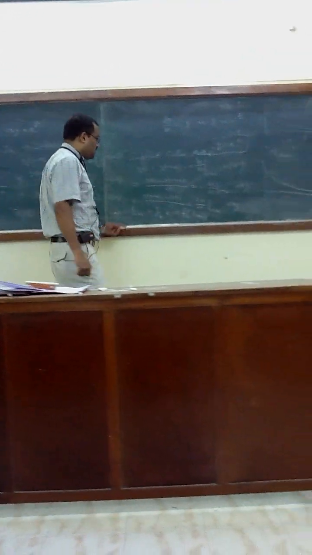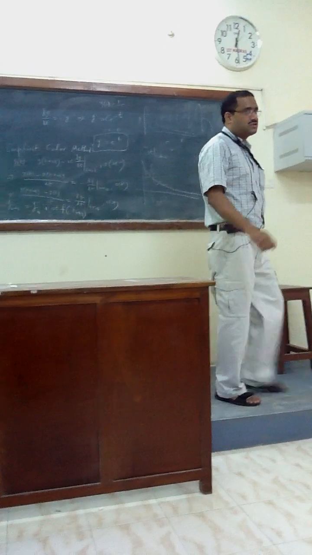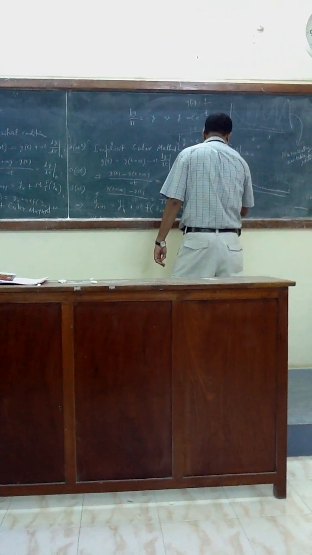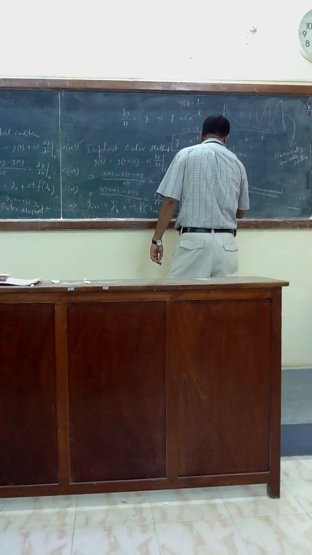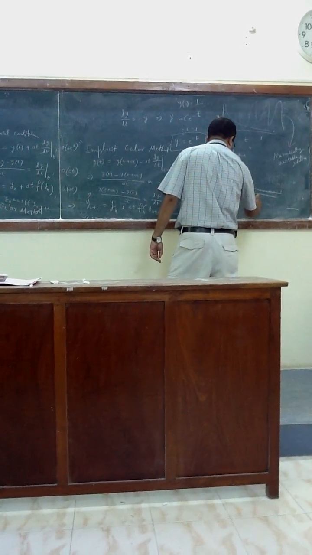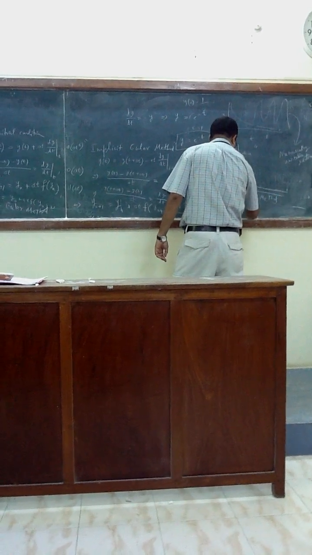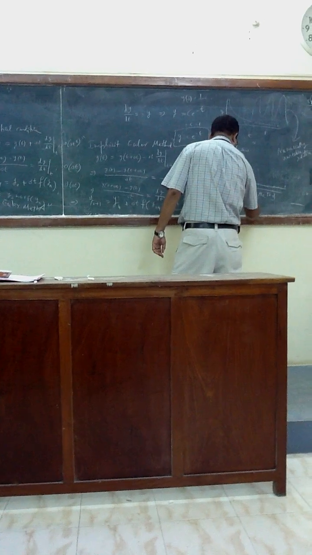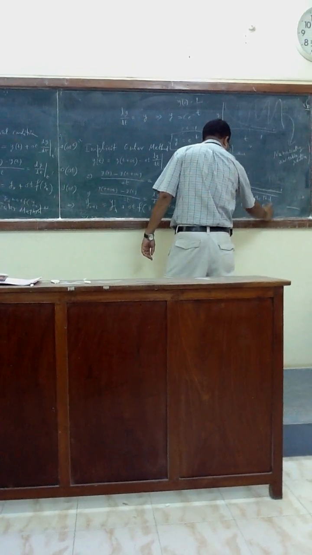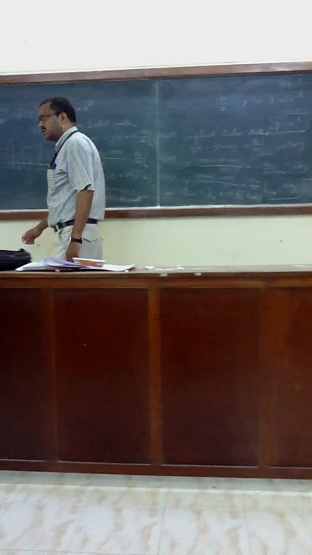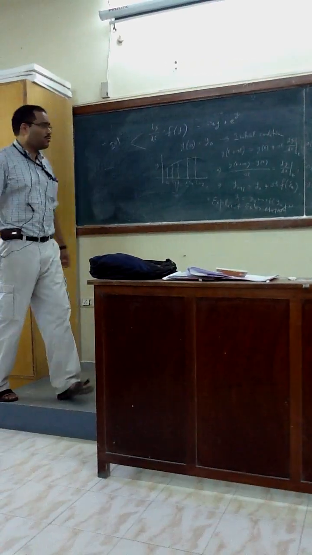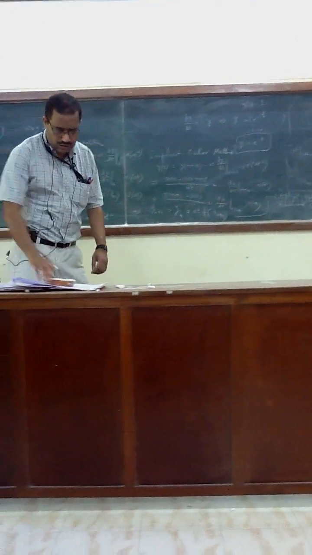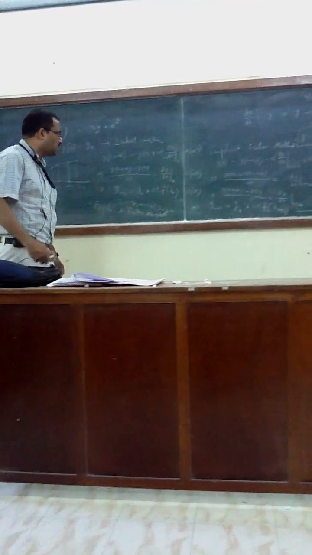This is called the backward Euler method, or the implicit Euler method. Okay, backward Euler method. Excellent.